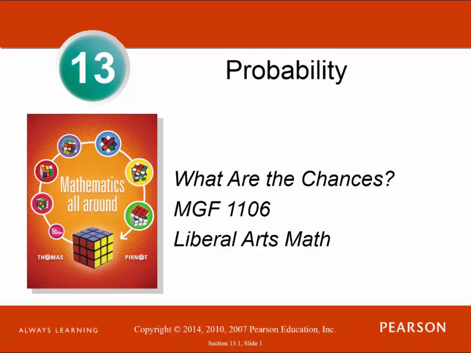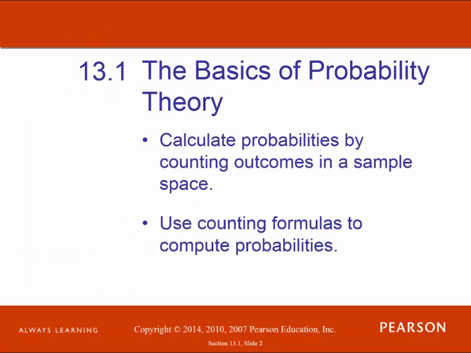Welcome to the lecture for section 13.1, and this is MGF 1106, Liberal Arts Math, and my name is Jorge. So this is the lecture for 13.1, and in chapter 13, what we're going to talk about is probability. So in 13.1, we have four objectives.